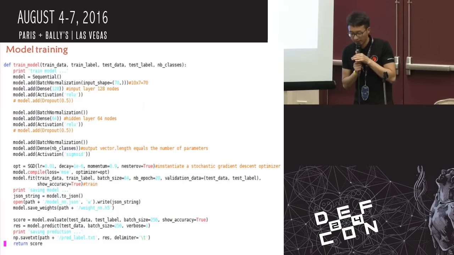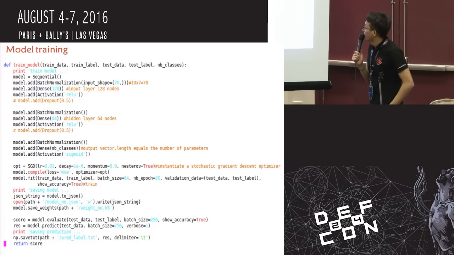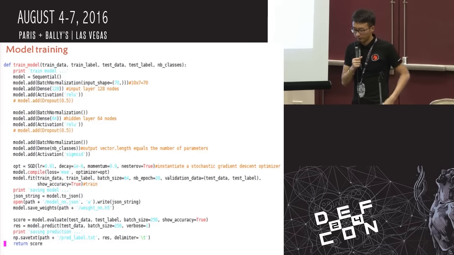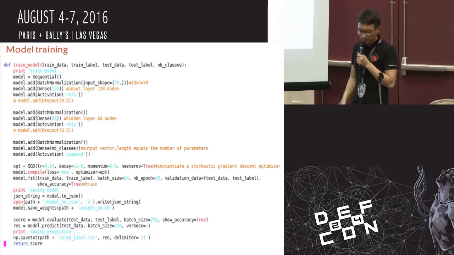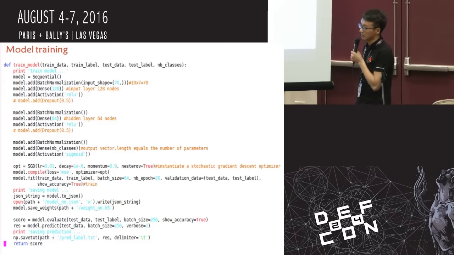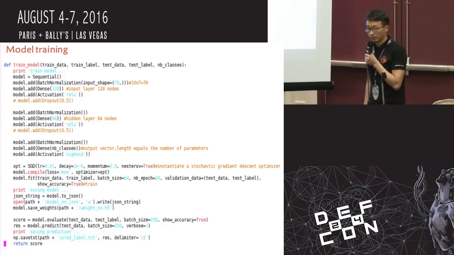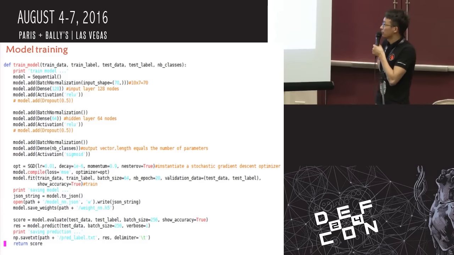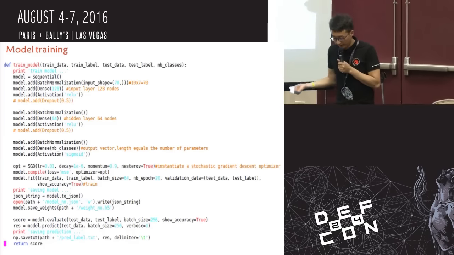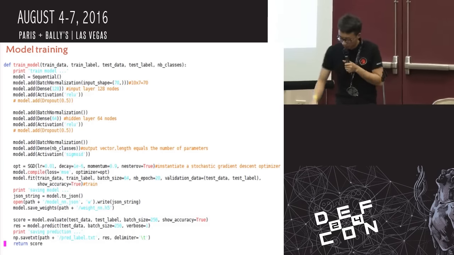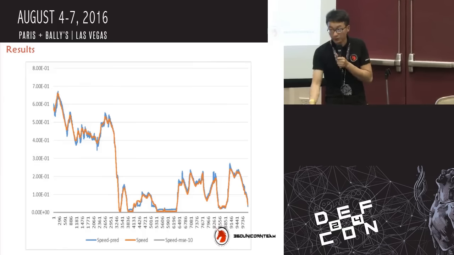I don't know if everybody can see this code. I used an open source deep learning software called Keras. This software is very simple to use. It's in Python. You pre-process this data, split the input vector and output vector, and use those data to train the model. After training, let me show you the result.